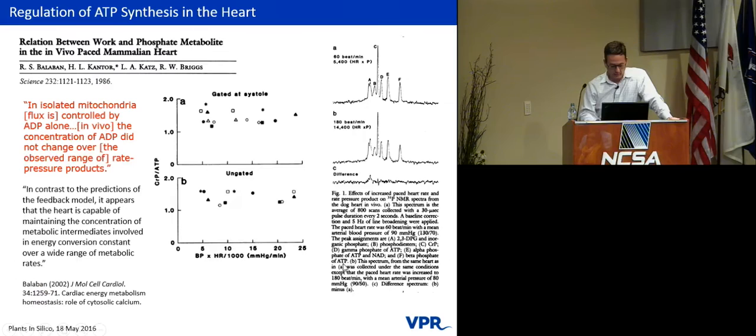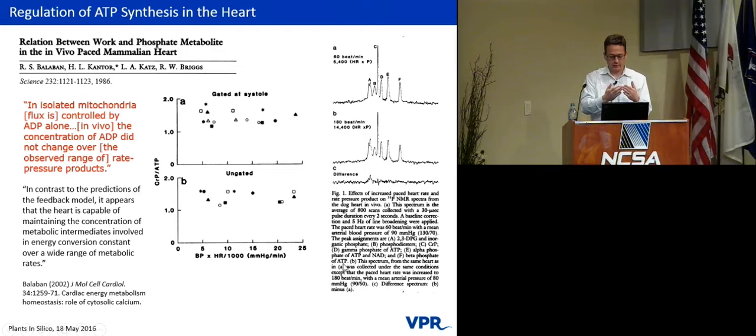Around the same time, people were looking at the heart, and they said, oh, that doesn't work in the heart. The heart is messier, because you can't put a surface coil right on the heart, since it's inside the chest cavity and it's moving. So it's hard to register your acquisition with the moving heart.